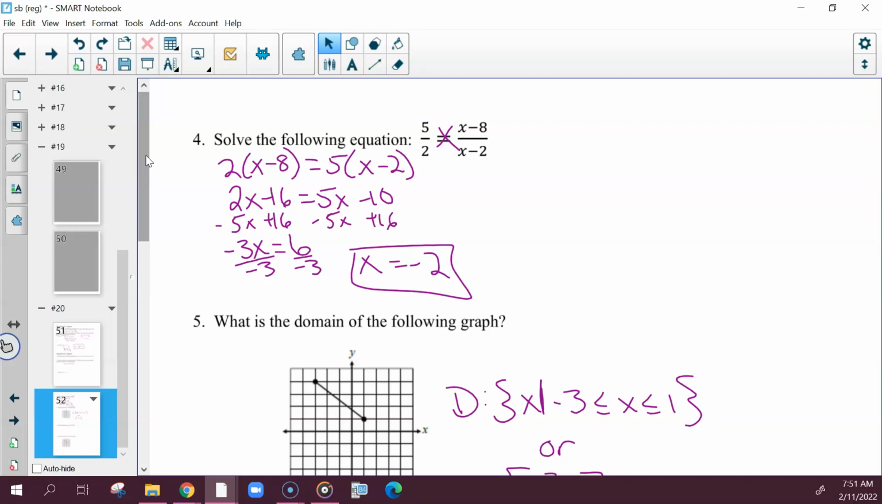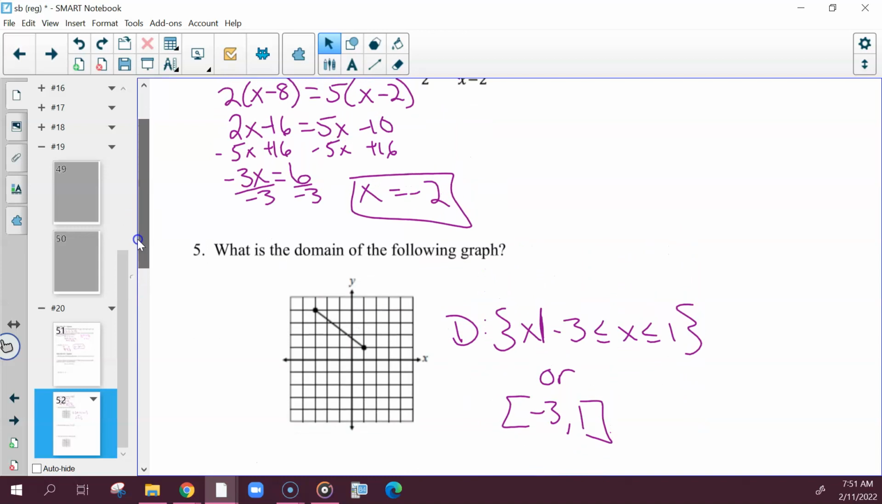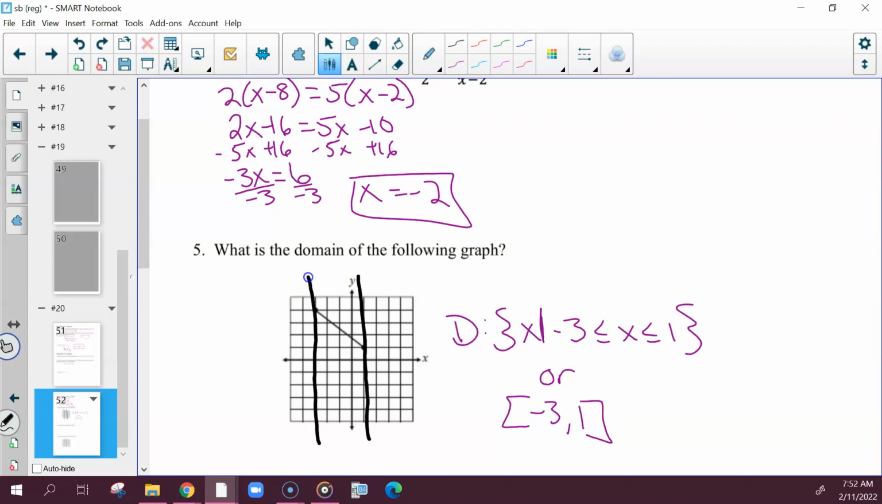And then the very last one asks what the domain of this graph is. Because this is not a bunch of random points, this has to be in a certain notation, either set builder or interval notation. In set builder notation, with all of your inequality symbols, it would be from furthest left to furthest right. So from -3 to 1, or -3 is less than or equal to x, which is less than or equal to 1.